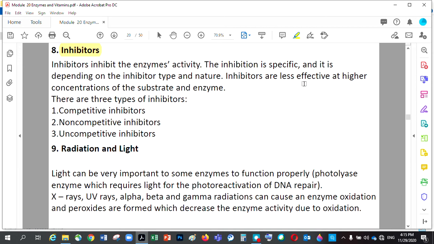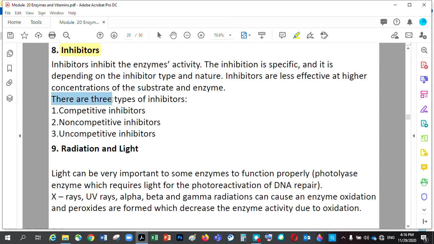Inhibitors are less effective at higher concentration of the substrate and enzyme. If we have very high concentration of the substrate and very high concentration of the enzyme, then the inhibitors' activity will decrease. Now I will say at the optimum temperature as well as the optimum concentration of the substrate and the enzymes, then these inhibitors will be decreased.